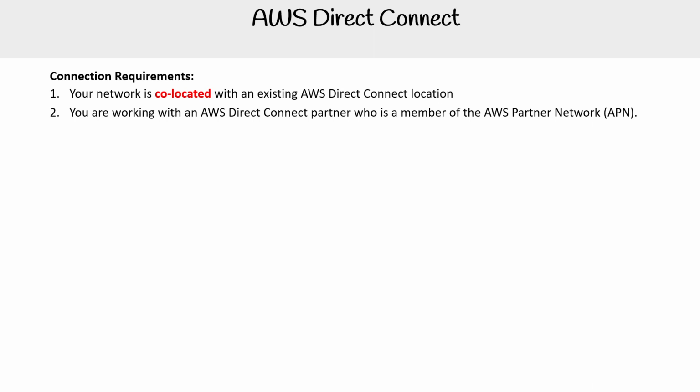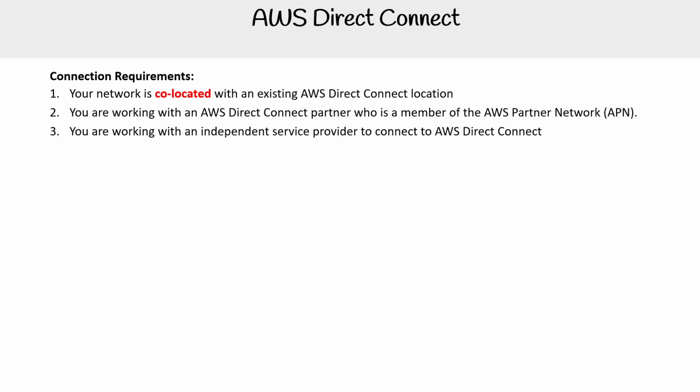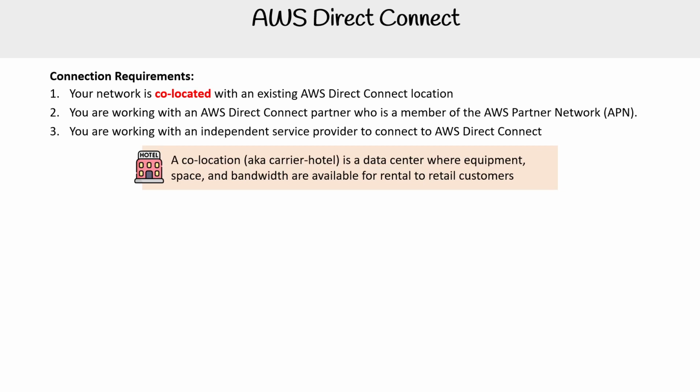For connection requirements, your network is co-located with an existing AWS Direct Connect location. You're working with an AWS Direct Connect partner who is a member of the AWS Partner Network, also known as the APN. You are working with an independent service provider to connect to AWS Direct Connect. If you're not familiar with the word co-located, that's talking about basically a data center that you are renting space and bandwidth from. People that want to have private cloud networks often will use a co-location because then they don't have to worry about the infrastructure and the folks. They just pay for it and rent it.